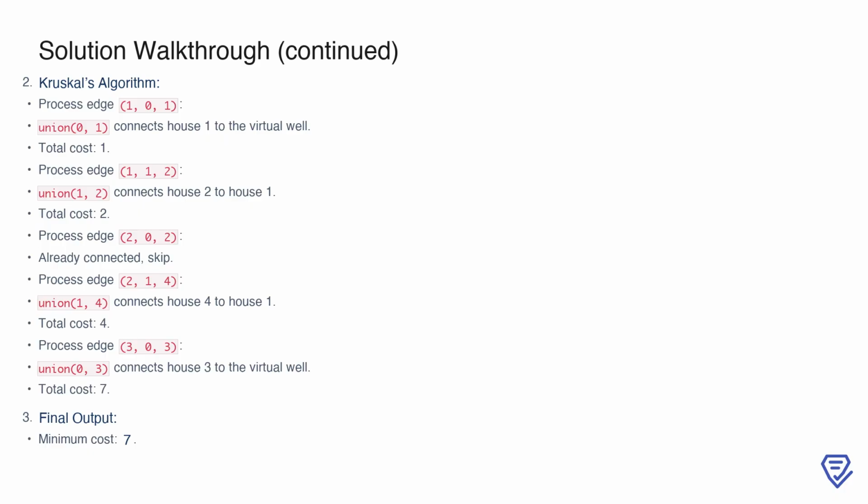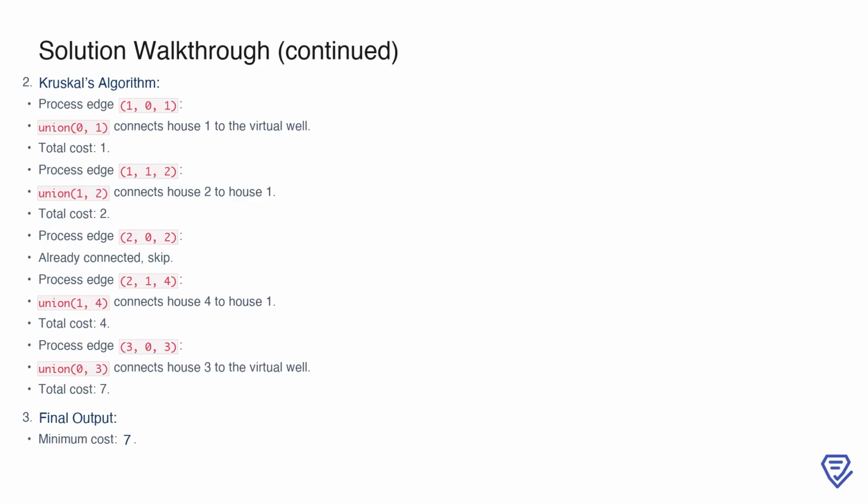Using Kruskal's algorithm, we process the sorted edges to construct the minimum spanning tree. Starting with [1, 0, 1], we connect house 1 to the virtual well, adding a cost of 1. Next, [1, 1, 2] connects house 2 to house 1, increasing the total cost to 2. The edge [2, 0, 2] is skipped since house 2 was already connected through a lower cost path. Then, [2, 1, 4] connects house 4 to house 1, bringing the cost to 4.